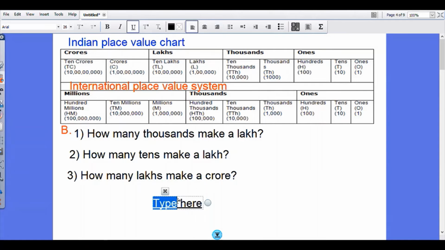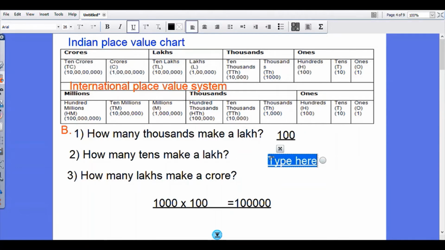So now from here you see 1000. In 1000, which number do you multiply to get 1 lakh? That means here 3 zeros are there and here 5 zeros. So you have to multiply 1000 by 100. So our answer, from the chart also, we got 100.